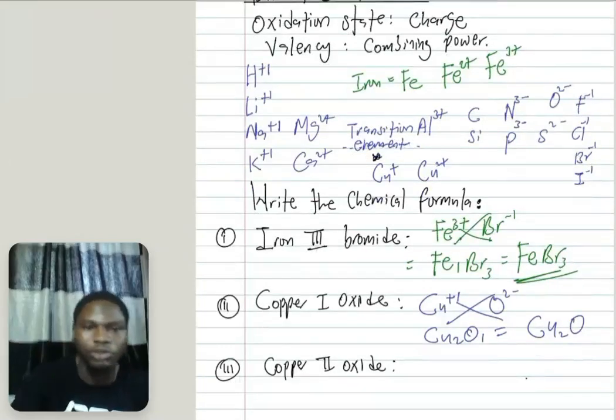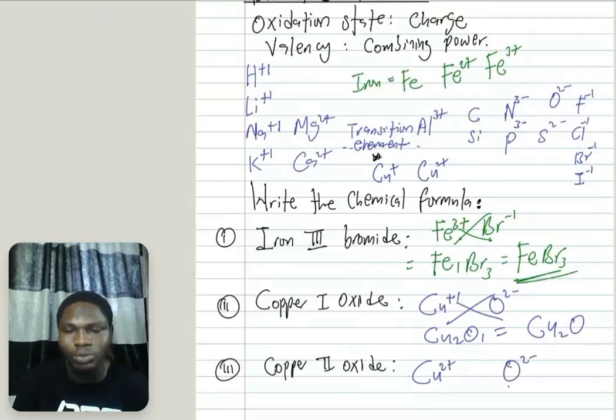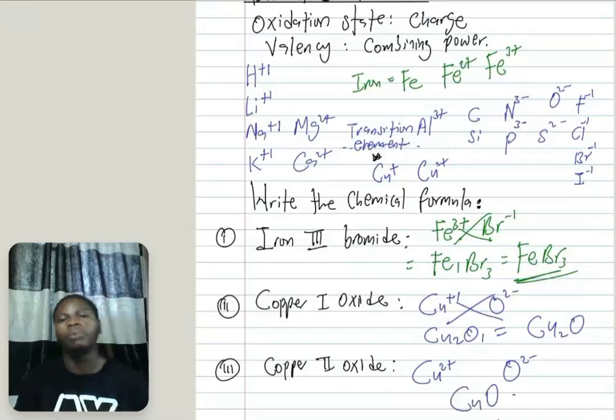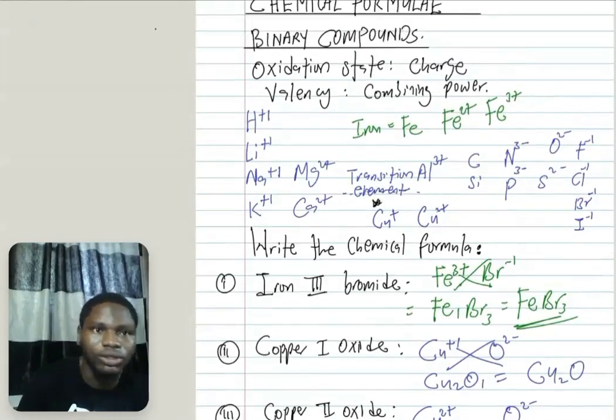Can you pause the video to try copper 2 oxide out? After trying it out, let's see what you got. You have Cu2+ for copper 2, and oxide is O2 minus. Remember, whenever the numbers are the same, you don't write any number, just write CuO. Those numbers will cancel out. So as it is, very, very simple. That's that for that.